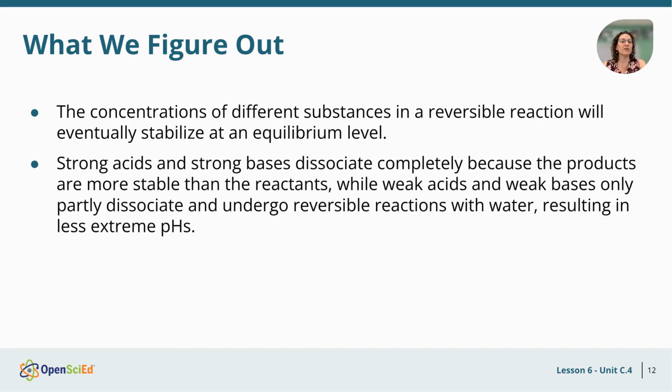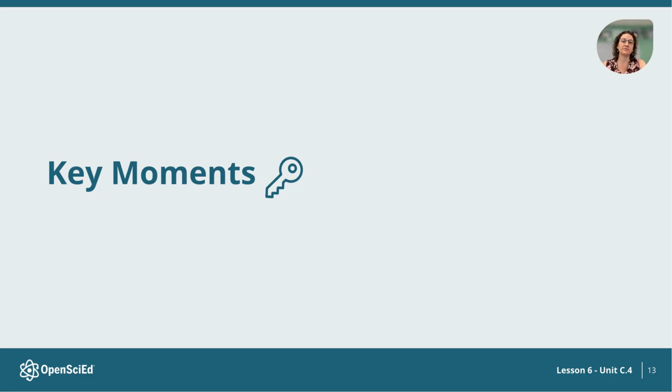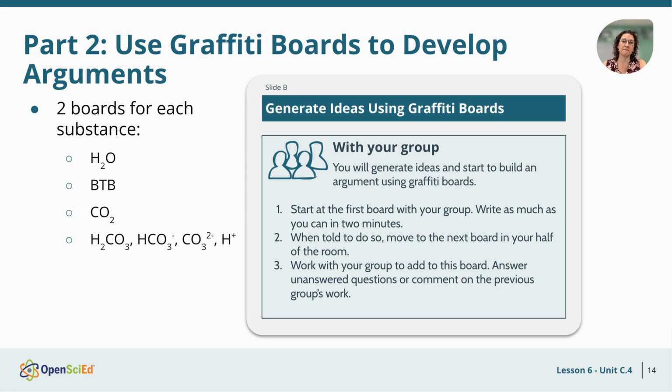We figured out that in a reversible reaction, the amount of reactants and products eventually stay constant at equilibrium. Strong acids and bases break apart completely in water, while the weak acids and bases only break apart partially, so they have less extreme pH values. Now for a few key moments.